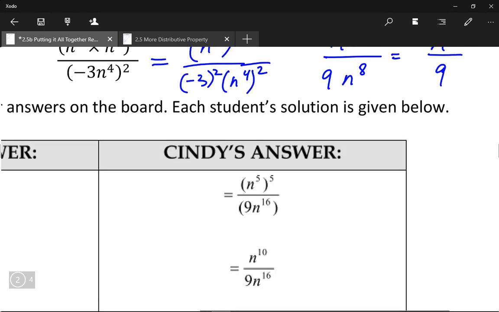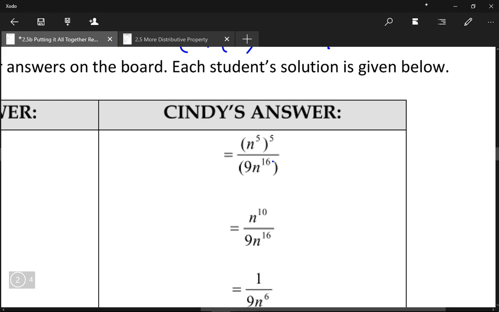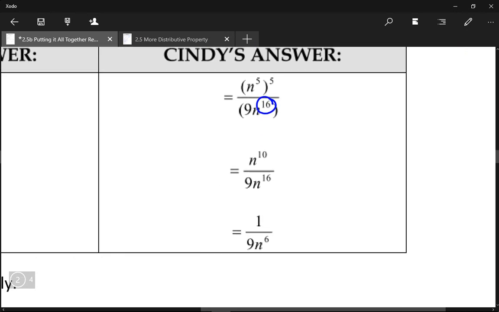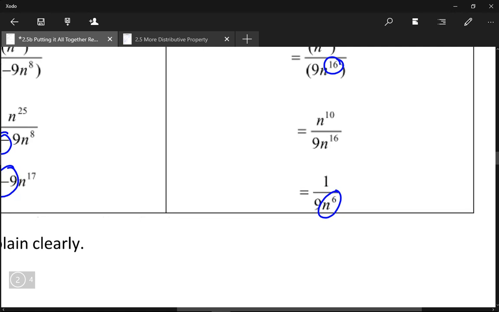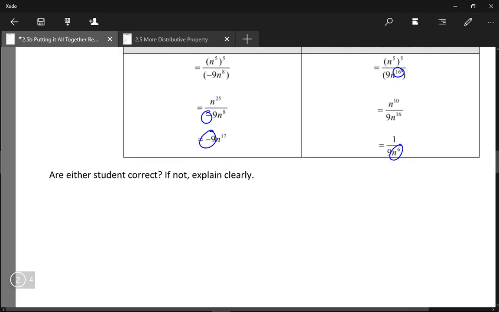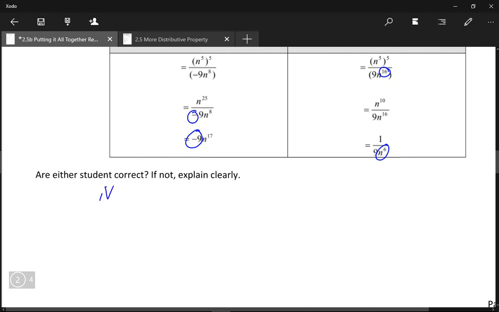Cindy's answer looks okay so far, except the bottom here, 16, which should not be 16, it should be 8. And it results in a bad answer at the bottom again down here. So they're both wrong. Is either student correct? No. They are both incorrect.